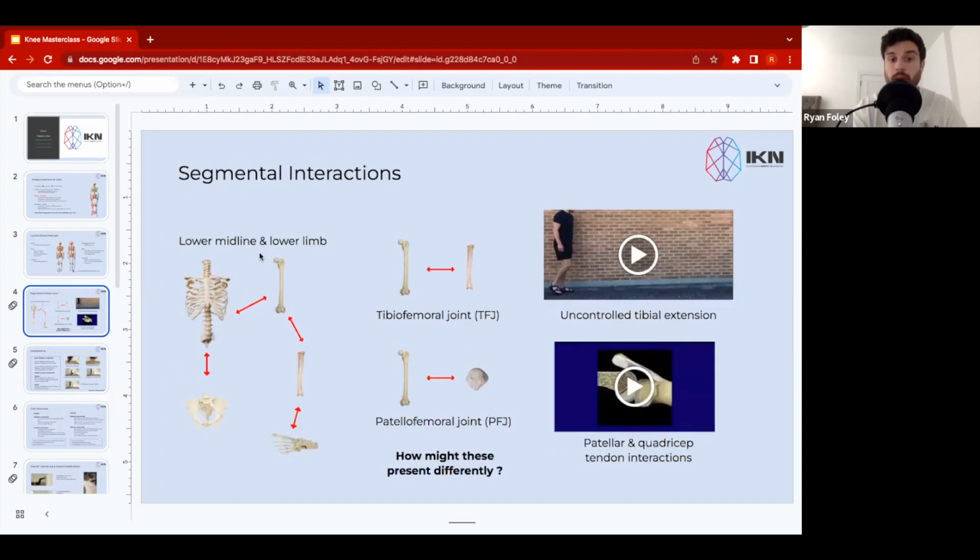Okay, so moving into the local segmental interactions. Of course, we mentioned this midline, lower limb interaction, where we're looking at the midline body region relative to the lower limb body region. So we have the interaction between the rib cage, pelvis, femur, tibia, foot segments. But when we're looking locally at the knee complex, we're looking at the interaction between the tibia and the femur, the TFJ, tibiofemoral joint, and we're looking at the interaction between the patella and the femur, the patellofemoral joint. So how might these present differently from a clinical standpoint?